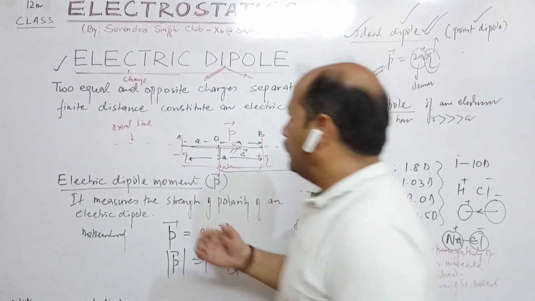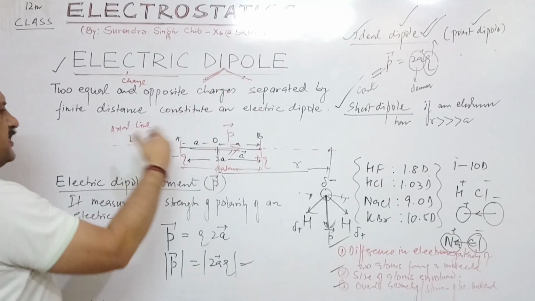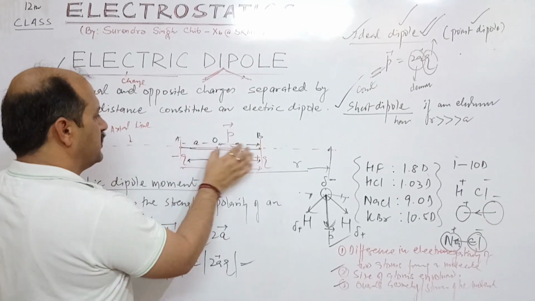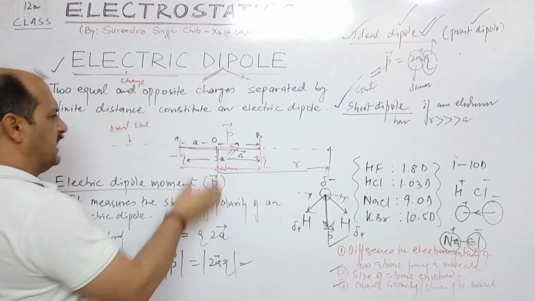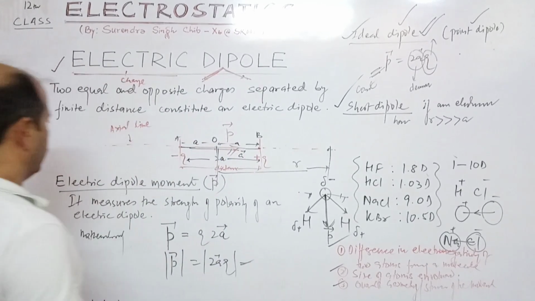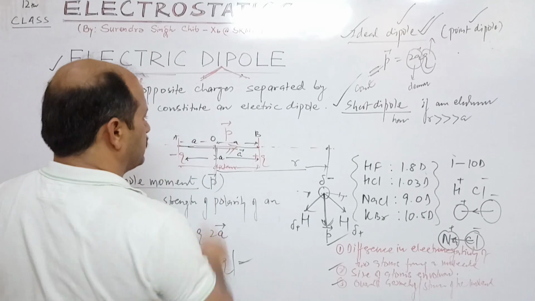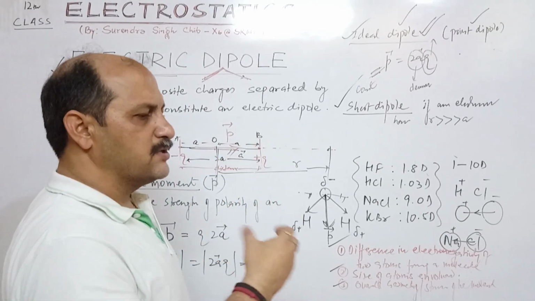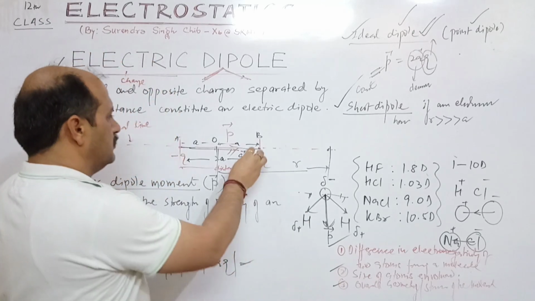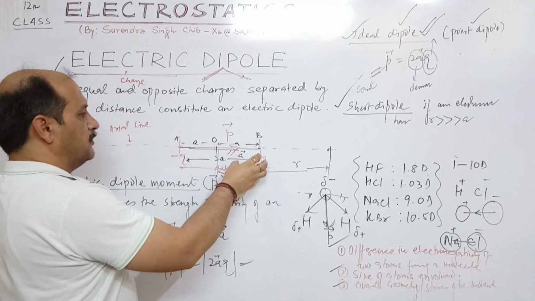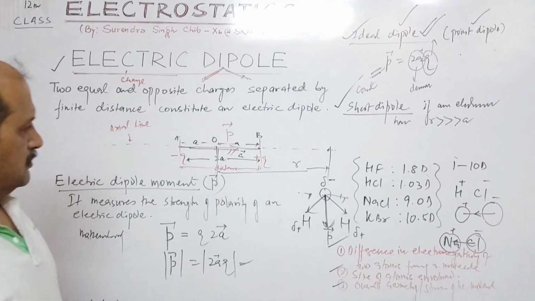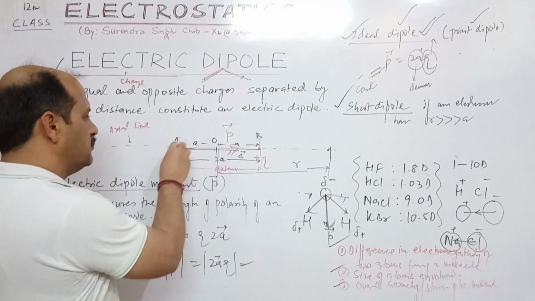Once again, what is an electric dipole? It's very simple. Negative charge and equal positive charge are separated by some finite distance, and this distance is very small. And why don't they collapse? Because there may be a force of repulsion, you can say nuclear repulsion, between these two charges, which balances the electrostatic force of attraction between these two charges. Because of that, they do not collapse.